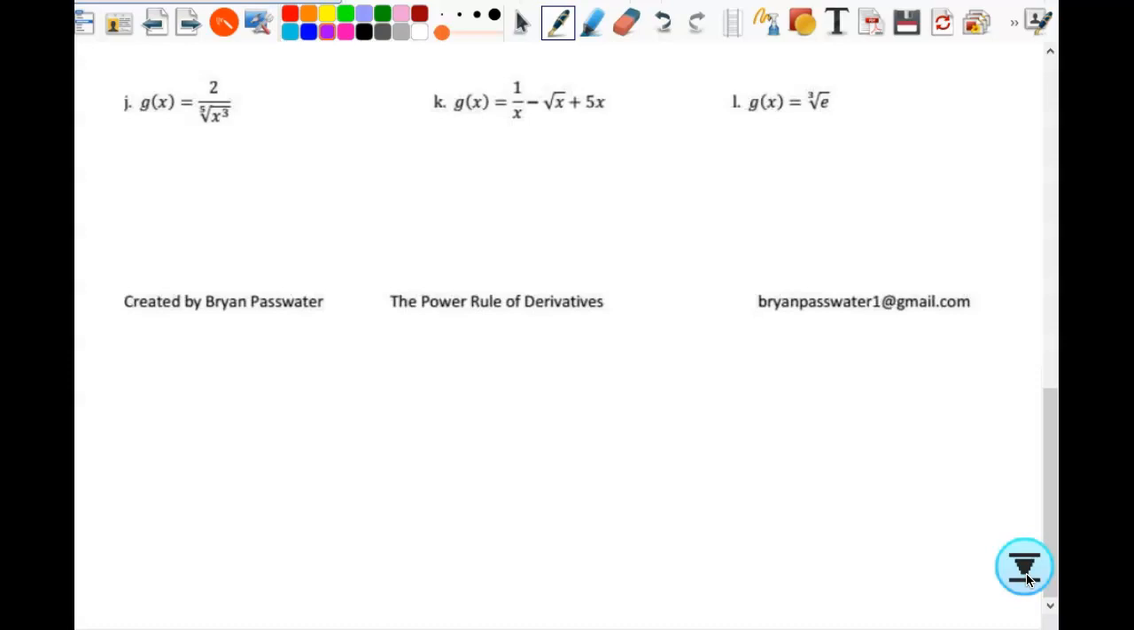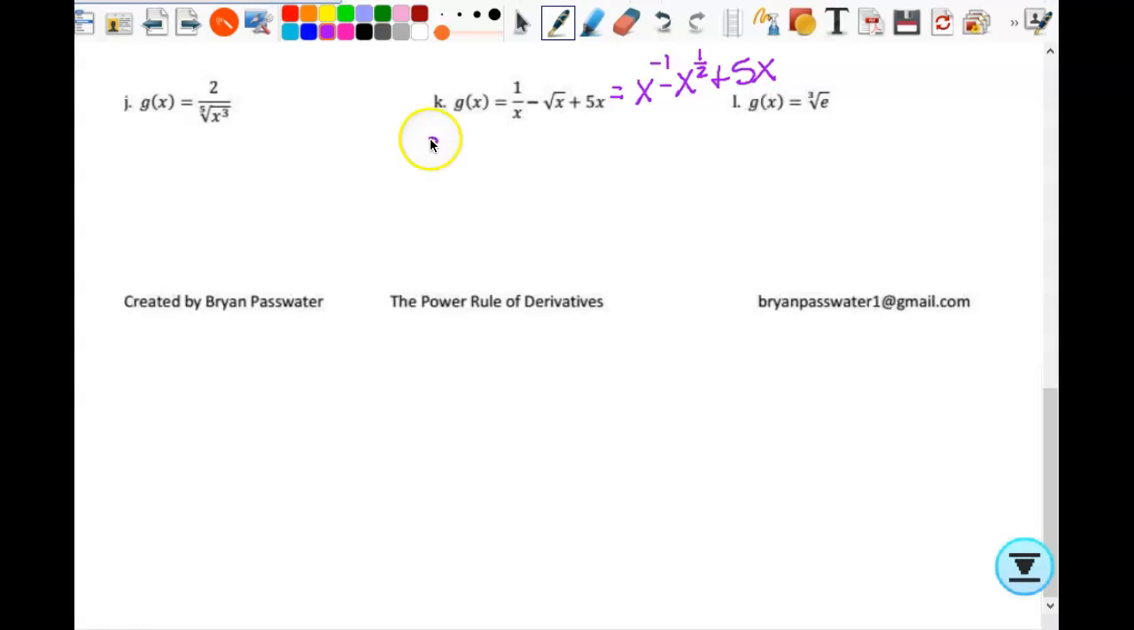So I'm going to rewrite it first. I don't know if I have room here. It's going to be x to the negative 1 power minus x to the 1/2 power plus 5x. All I'm doing is rewriting that. Okay? Which I could have rewritten underneath it, but I didn't want to. Everybody with me on that?